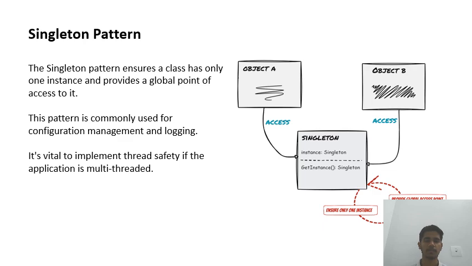Singleton pattern. The singleton pattern ensures a class has only one instance and provides a global point of access to it. This pattern is commonly used for configuration management and logging. It's vital to implement thread safety if the application is multi-threaded.